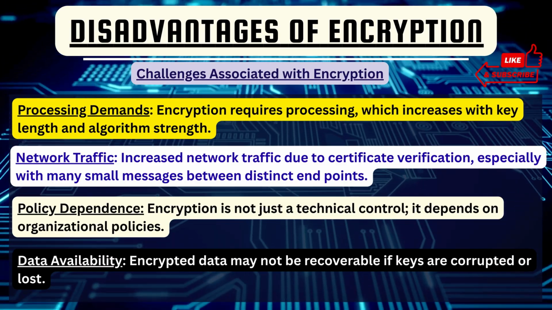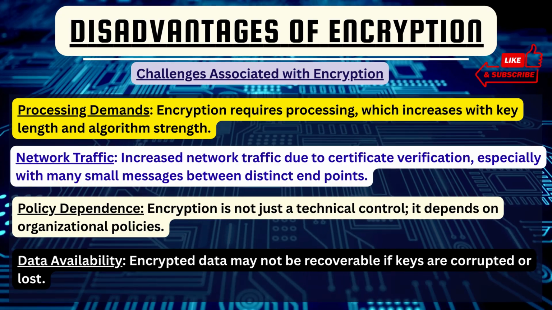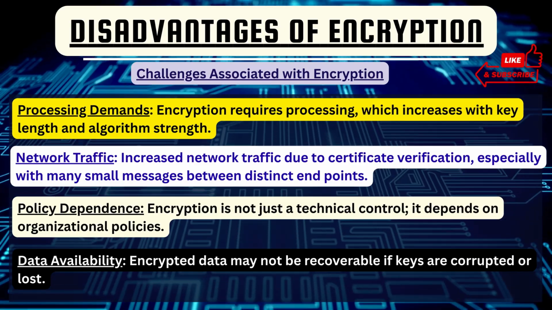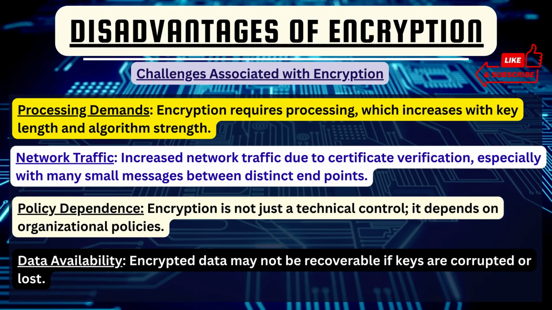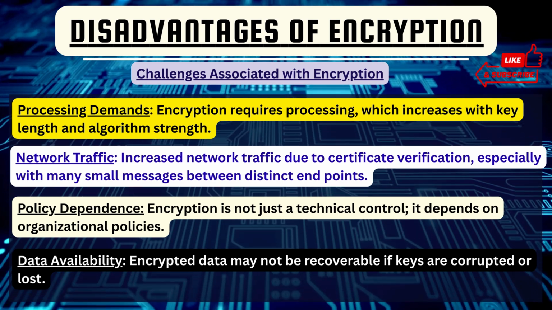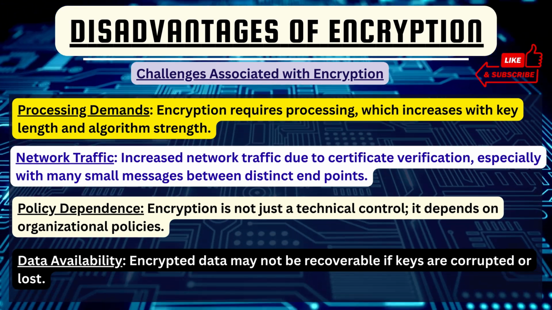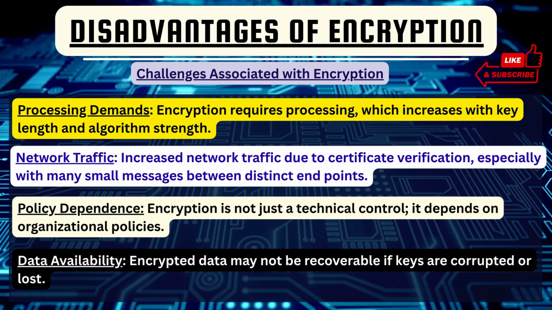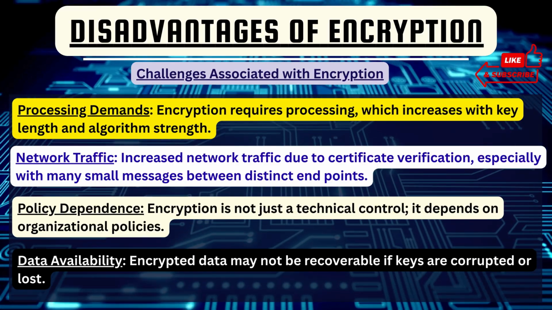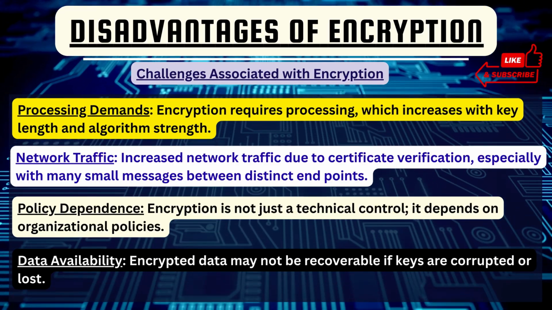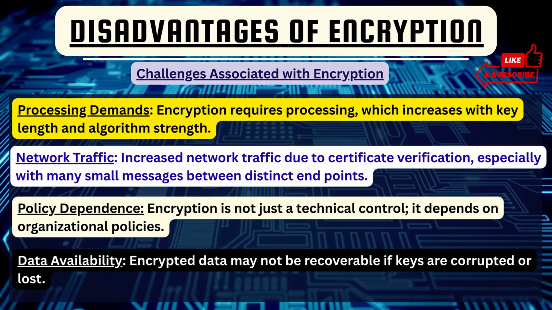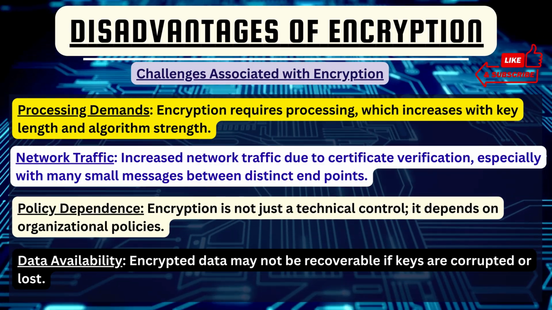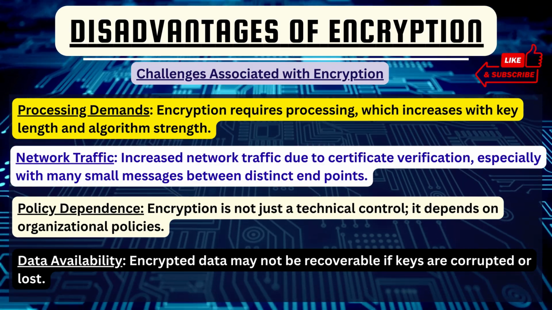2. Increased network traffic. When certificates are constantly being verified, especially in systems where lots of small messages are exchanged between different endpoints, you'll notice a bump in network traffic. This can impact performance and latency. 3. Policy dependence. Here's something people often overlook. Encryption isn't just technical. Its effectiveness depends heavily on having the right organizational policies in place for key management, user access, and system monitoring. Without strong governance, encryption alone can't protect your data.